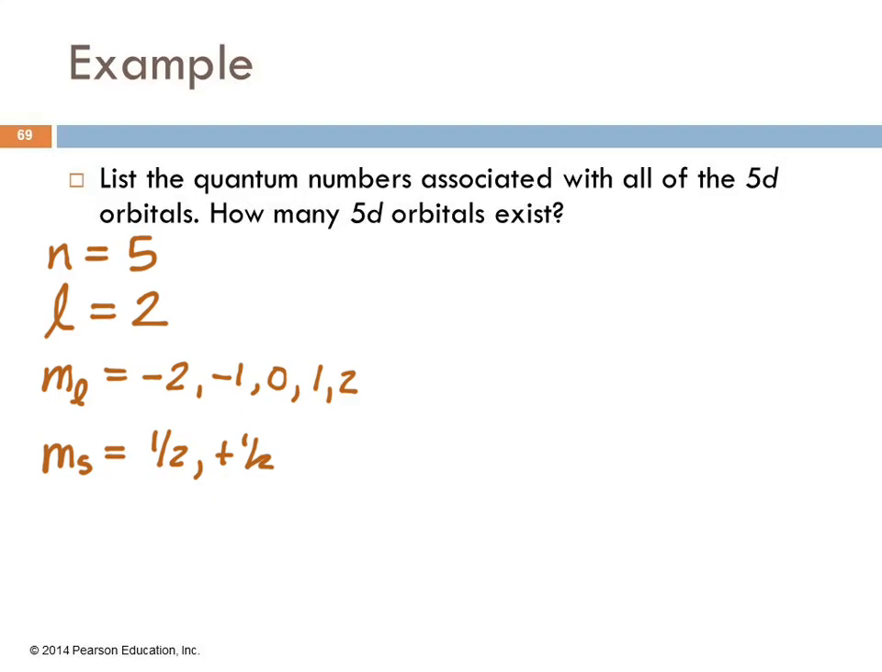So how many 5D orbitals do we have? Well, they all have n equals 5 and L equals 2, right? This is the same for all of them. This is the only one that's different. So how many values are there? 5. So there's 5 of these 5D orbitals. The D orbitals, there's always 5 of them. The P, there's always 3. The S, there's always 1.